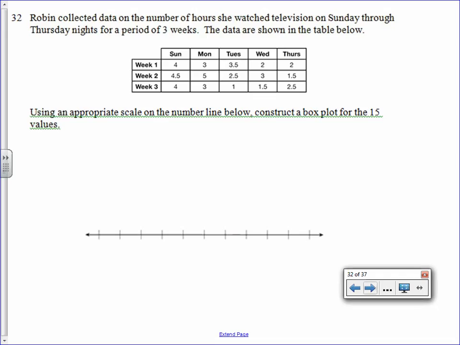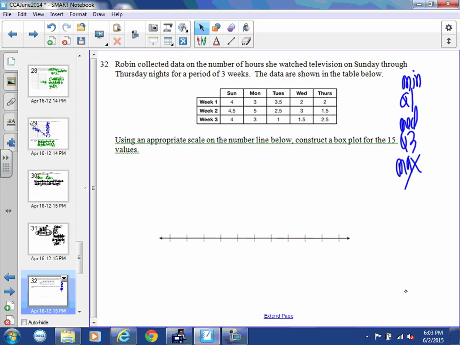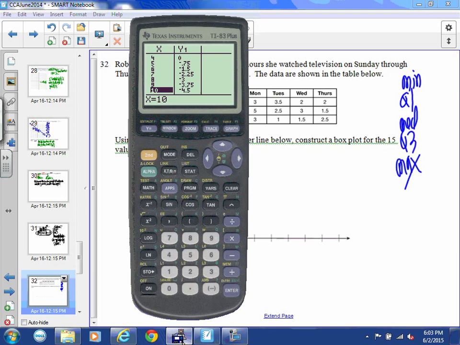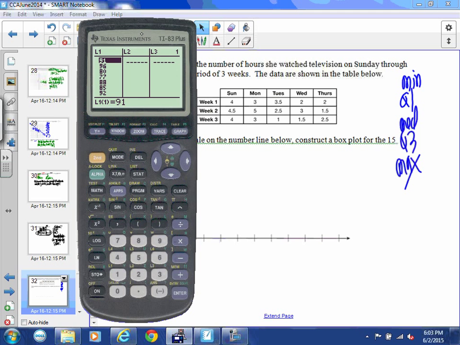For a box plot, I know that I need my min, my Q1, my median, my Q3, my max. You must be able to do a box plot. I'm going to put all my data in. The columns are irrelevant. I have 15 pieces of data. I'm going to put those 15 pieces of data in. Stat, edit. I'm going to get rid of this.